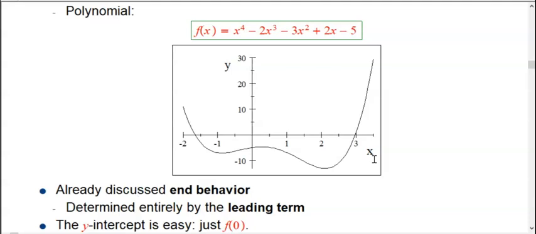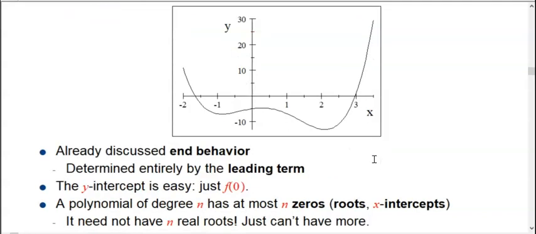So we've already discussed end behavior. I'll be reviewing that in a second in an example. The main thing is that that's determined entirely by the leading term of the polynomial. So you don't have to look at any complicated interactions between the different terms of the polynomial. The y-intercept of any function ever is easy. You just plug in x equals 0 and you get the y value, the output of that function. We'll do an example in a sec, but I just wanted to say, that's not a hard thing.